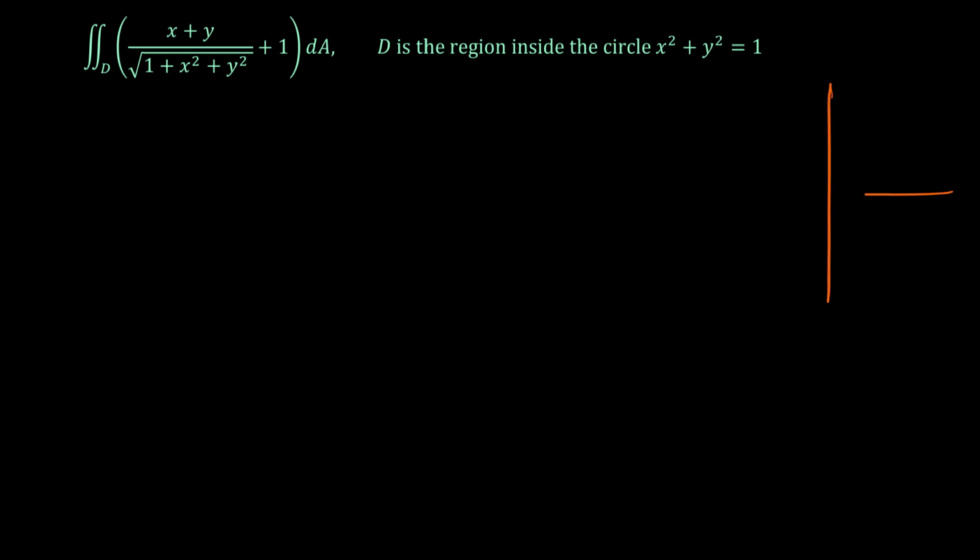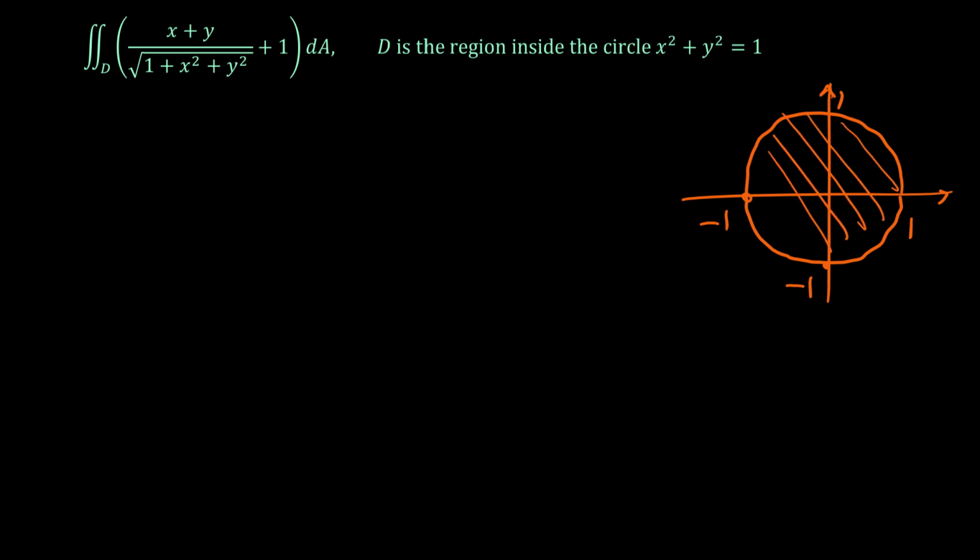Let me draw the region here. It's a circle with radius 1. So this is the circle, 1, 1, negative 1 here, negative 1 here, and the radius is 1. So this is the region. All of this is our region. We want to find this double integral over this region.